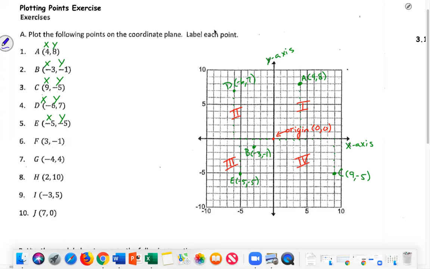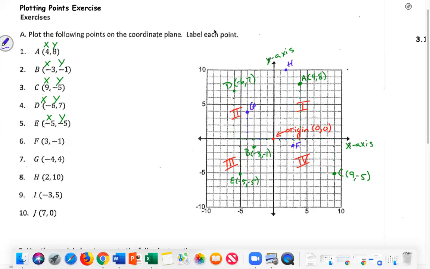All right, that's enough time. So 3, negative 1, so we're going to go to the right 3, 1, 2, 3, and down 1. That is F. G is negative 4, 4, so that's going to be to the left 4, 1, 2, 3, 4, and up 4, 1, 2, 3, 4. That's G. H is 2, 10, so 2 to the right, up to 10. That is H. I is negative 3, 5, so to the left 3, 1, 2, 3, and up 5. 1, 2, 3, 4, 5.